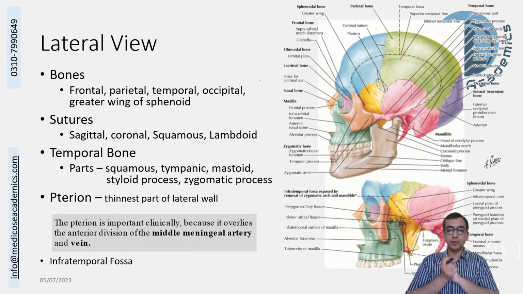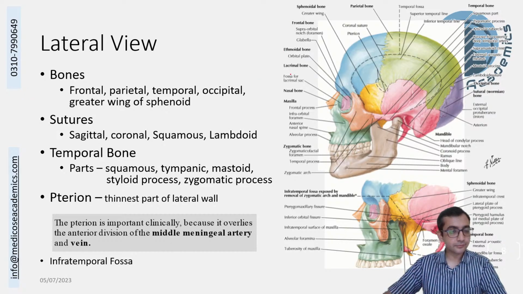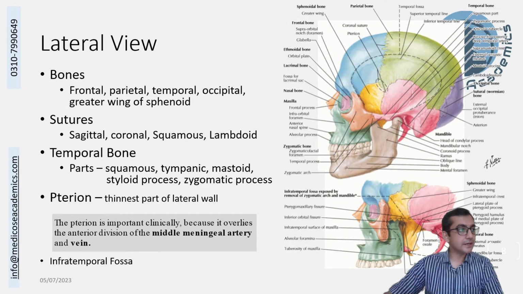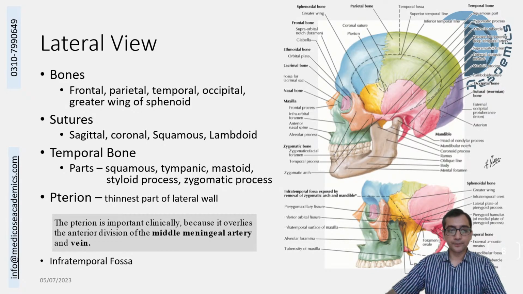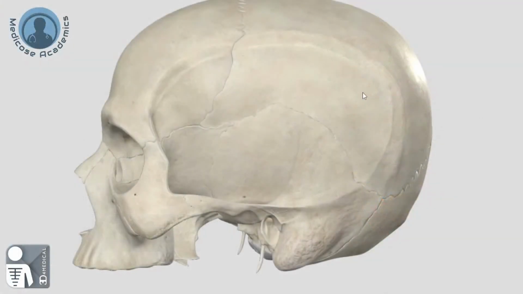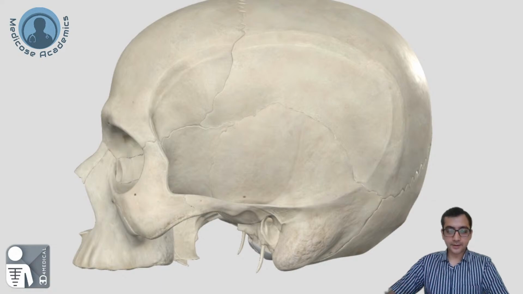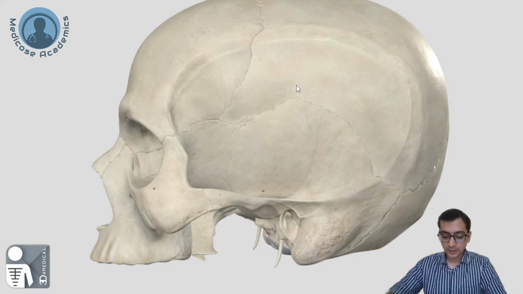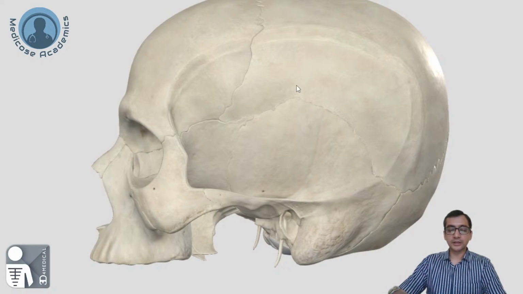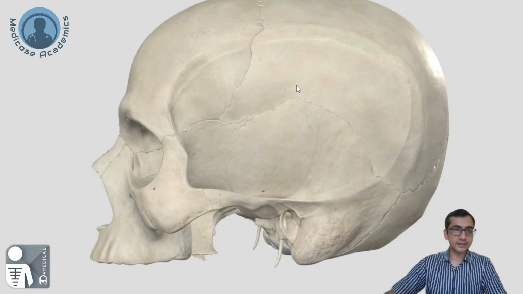Okay, let's go to the lateral view. So which structures are being formed in the lateral view of the skull? What will we call this? Norma lateralis. So here is the Norma lateralis. First, in the same order, we will look at the bones which are forming, then we will look at the sutures, then we will look at the other features that are there.